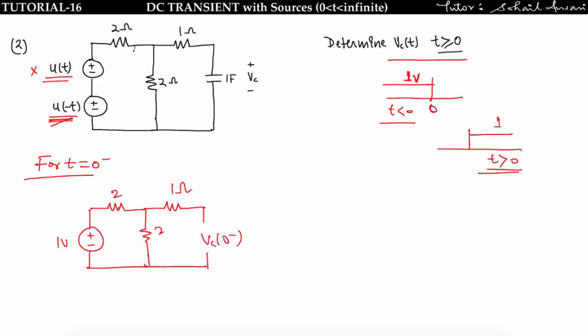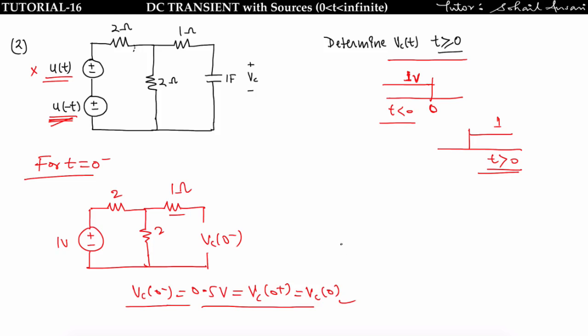Vc of 0 minus is nothing but the voltage drop across this 2 ohm, because this 1 ohm is open circuited, so no drop across this 1 ohm. So the voltage drop across this 2 ohm will be the Vc of 0 minus, given by the voltage division rule: 1 multiplied by 2 by 4, that is equal to 0.5 volt. And we know that a capacitor won't allow a sudden change in voltage, that means this is equal to Vc of 0 plus, that means this is equal to Vc of 0. Now we have found the initial condition, Vc of 0.